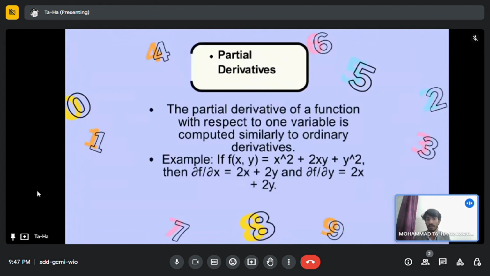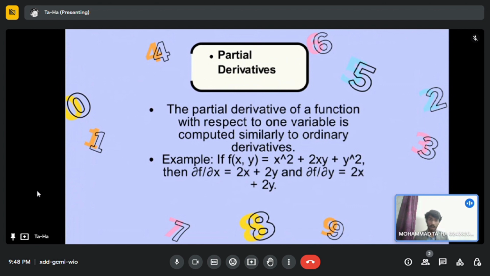Partial derivatives. The partial derivative of a function with respect to one variable is computed similarly to ordinary derivatives, and the example is in the previous section.